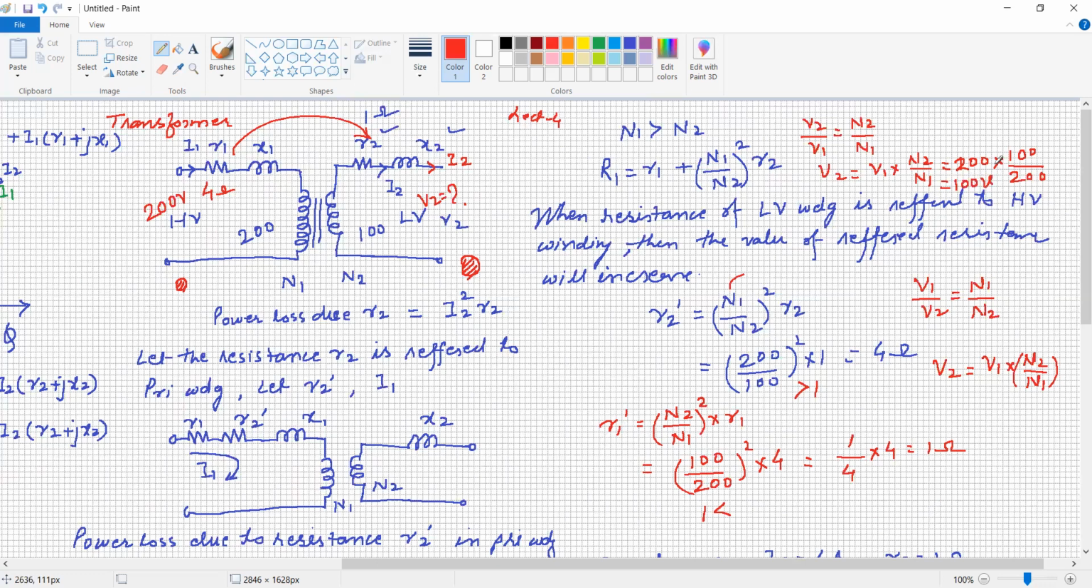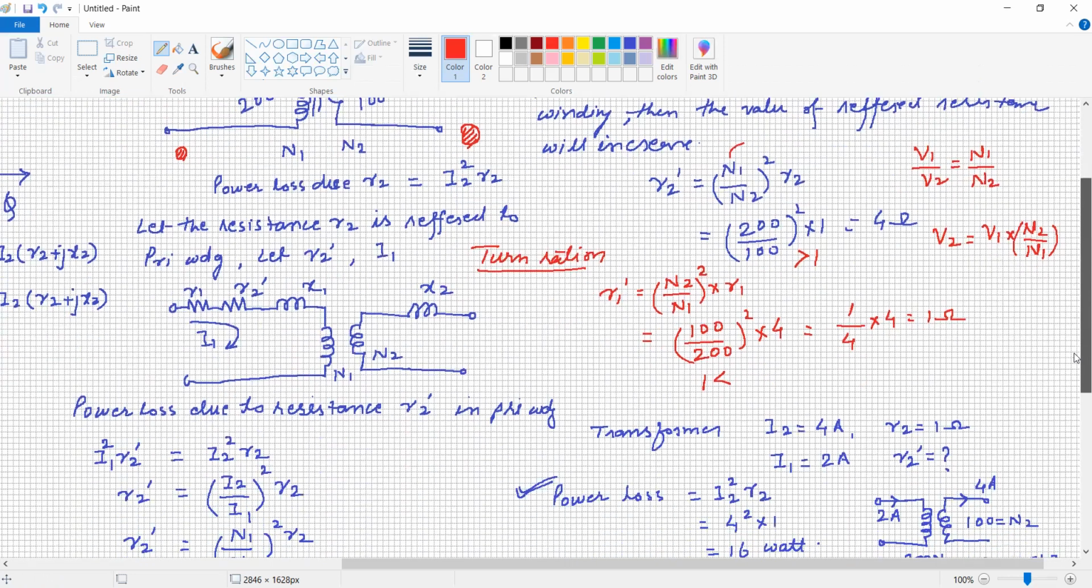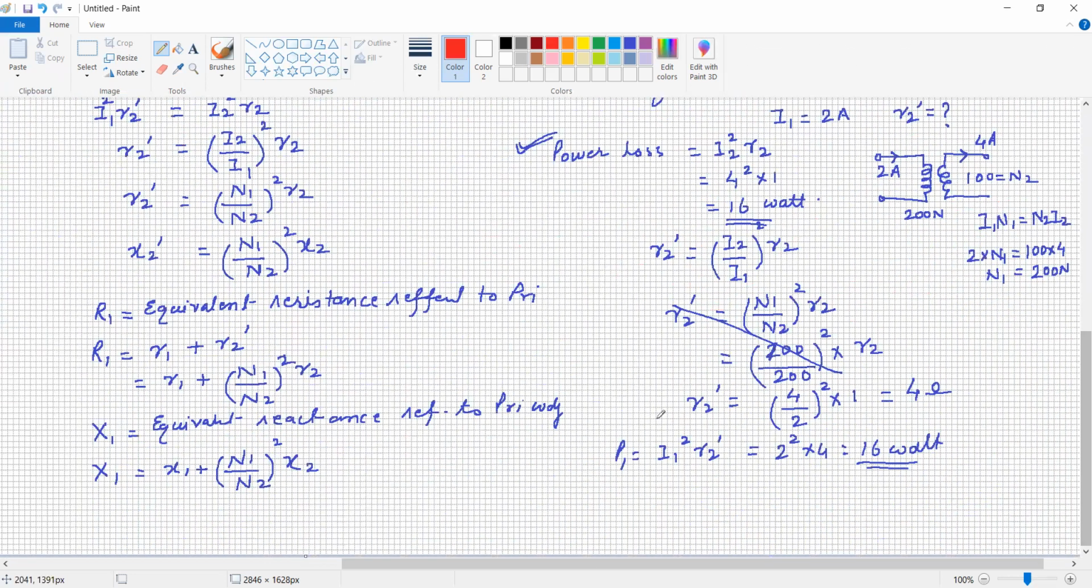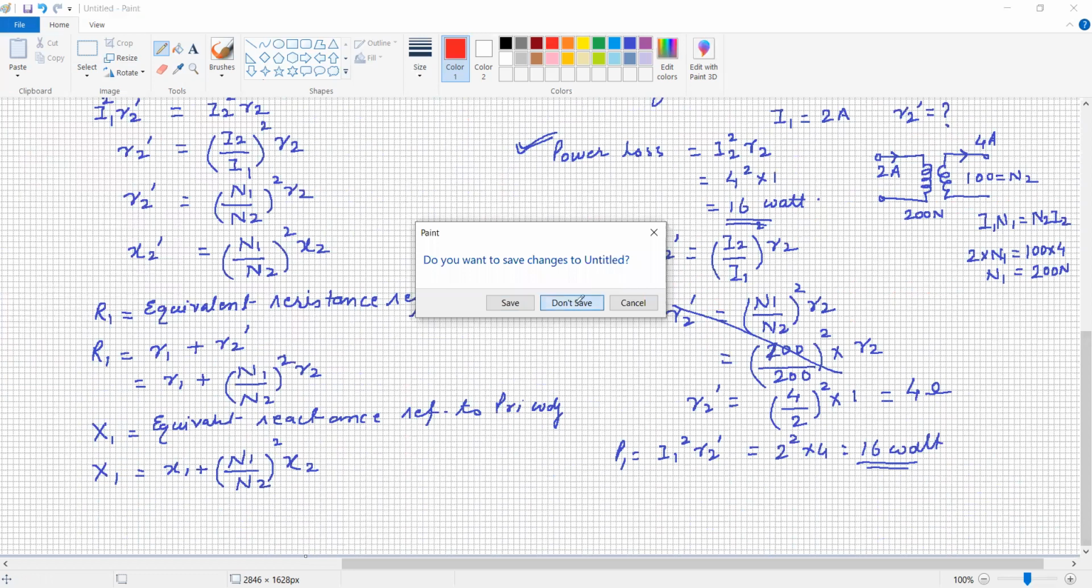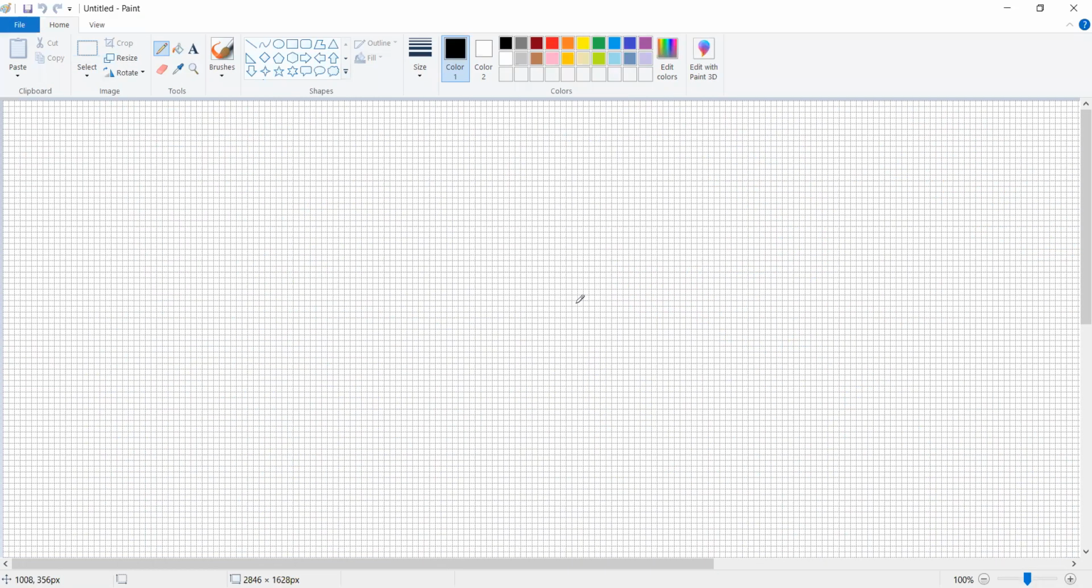So in this way, with the help of N1 upon N2, that is called the turns ratio. So the turns ratio should be equal to the ratio of voltage and the inverse ratio of current in the ideal condition. So I think for today, we will do some problems. If you solve this problem, definitely it becomes very easy.